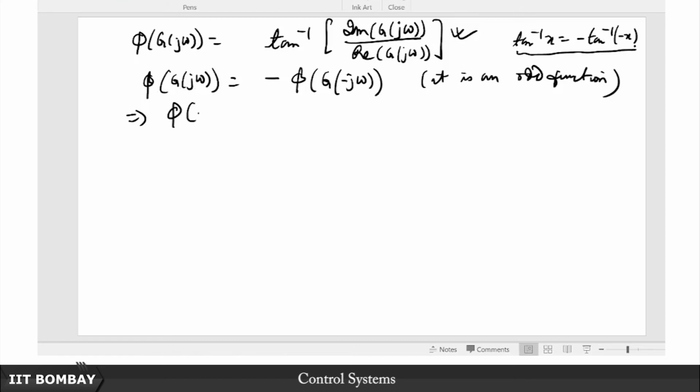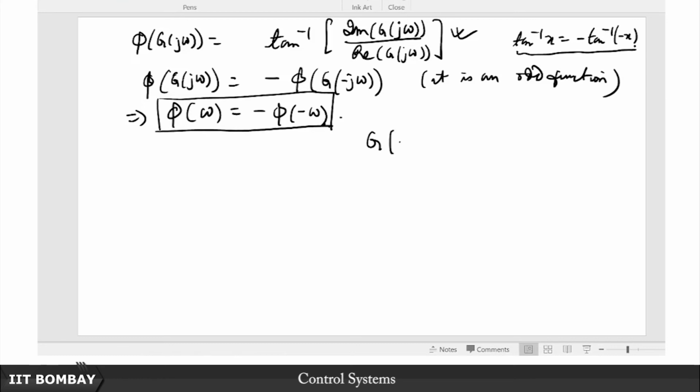So when it is obvious from the context, we will just say that phi of omega is equal to minus phi of minus omega, when it is understood from the context that phi represents the phase of the system at omega. So we make these two observations and these will help us. How will this help us?